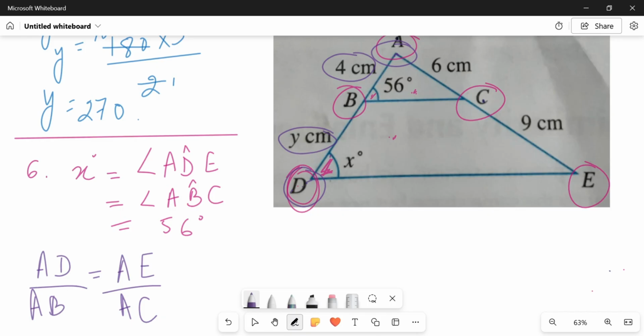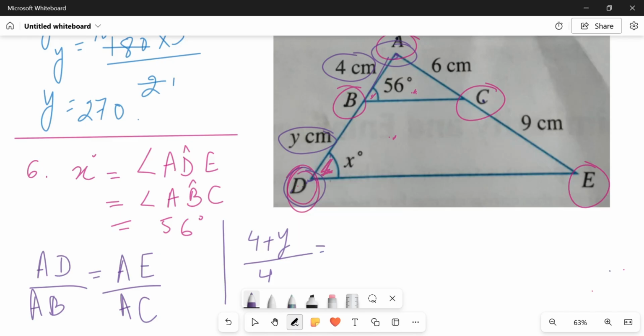First of all, you need to write down the value which is unknown. Which part is unknown to you? The first part, 4 plus y. Now I'm substituting the values. AD consists of two parts, right? The first one is 4 centimeter plus y centimeter. This AD has a ratio with AB. So AB is 4 centimeter.